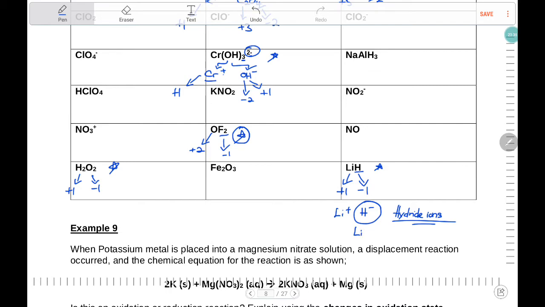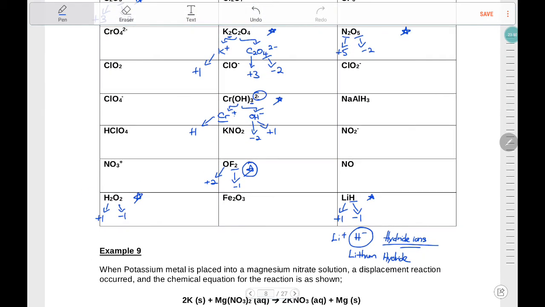Okay, so we call this compound lithium hydride. Right, so just know what H minus ions are called. H minus ions are called hydride ions. Okay, so with this, I think we have also gone through determining oxidation states. Again, you need to be very, very good at determining oxidation states. You need to be able to determine them very quickly and very accurately, right? That's very, very important.